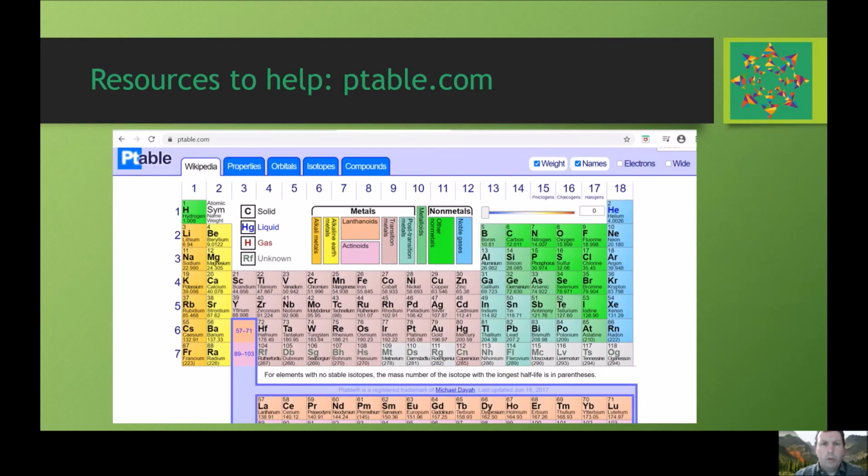There's also a very good interactive periodic table. This is available at ptable.com, and there's various ways of displaying the information there, and you should find that very useful in completing many of the parts of this preparation work.